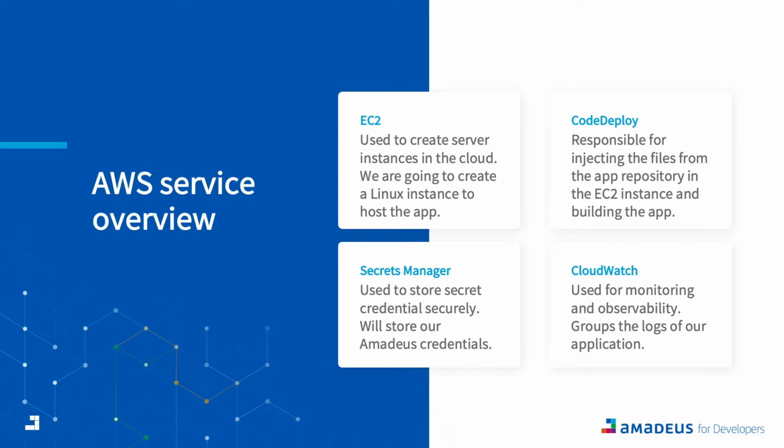This service is responsible for injecting the files from our GitHub repository into our EC2 instance, and also to trigger the building steps of the app to prepare it for running. Then we have Secrets Manager, which is used to securely store secret credentials that can be later accessed throughout AWS services. And finally, we have CloudWatch, which is used to monitor and observe our application logs. You can also create custom metrics, alarms, and rules with automatic actions.